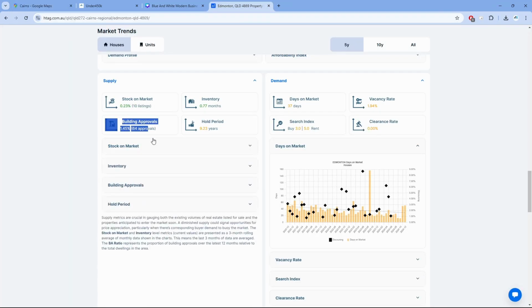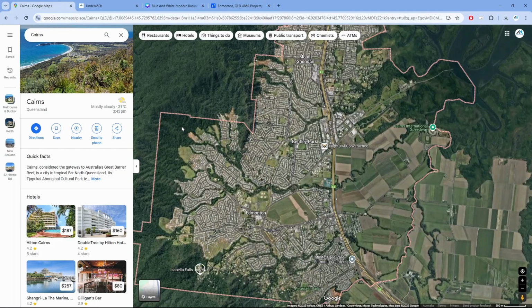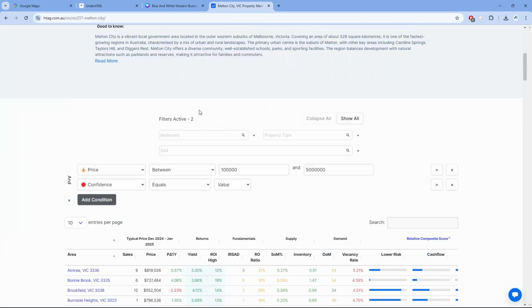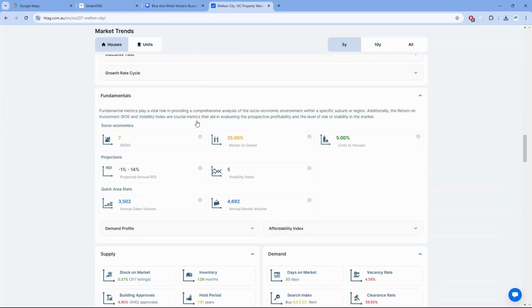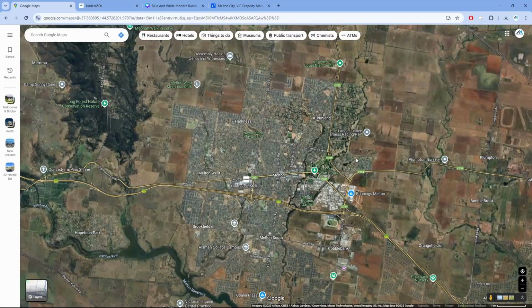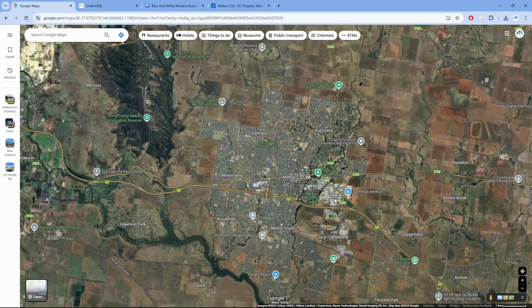And just for reference, I mentioned this in another video as well, I like to see less than 4% in terms of building approvals. I'm going to show you another example. I've made a video previously about Melton, and I'm going to go over this point very quickly. In Melton, we have an extremely large amount of building approvals within this area, almost 4.9%. So 4,000 new homes are coming into this Melton area, which is not good for us as a property investor because there is an abundant amount of supply coming into this area.